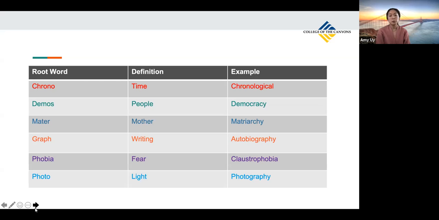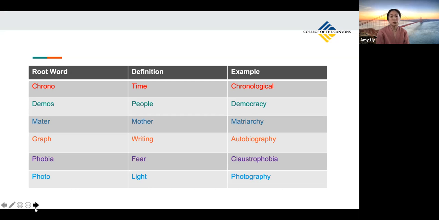Let's look through some of these root words. Chrono means time, and an example is chronological. And when something is in chronological order, then it is an order of something starting with the earliest and then followed by the order of occurrence, whatever we're talking about. So a lot of times it's the order of events.